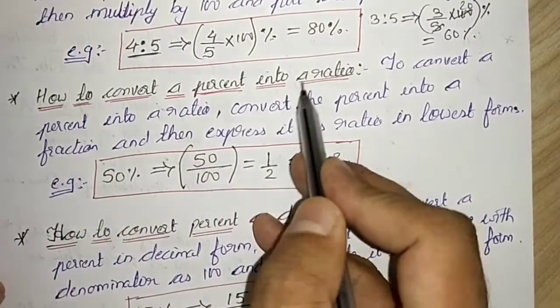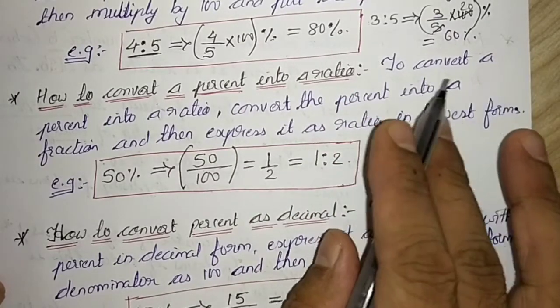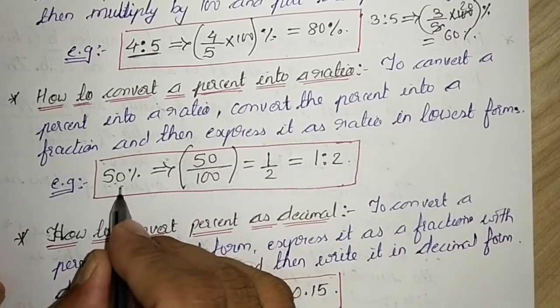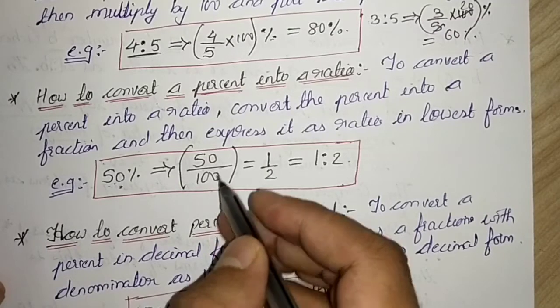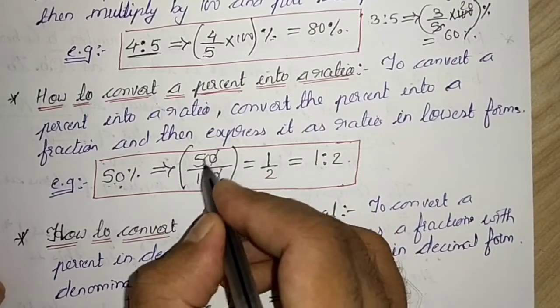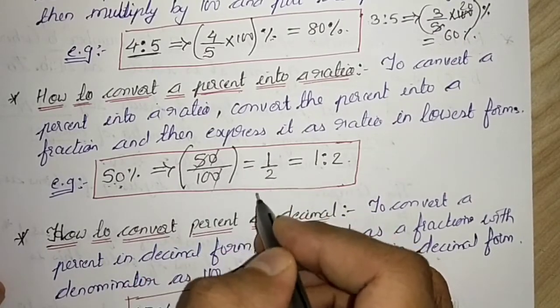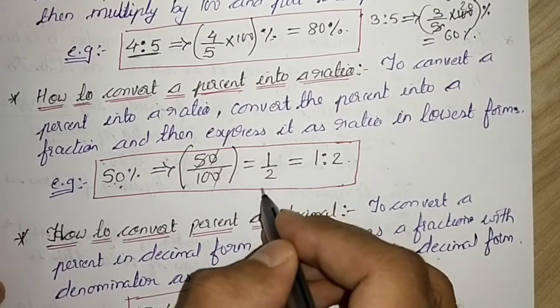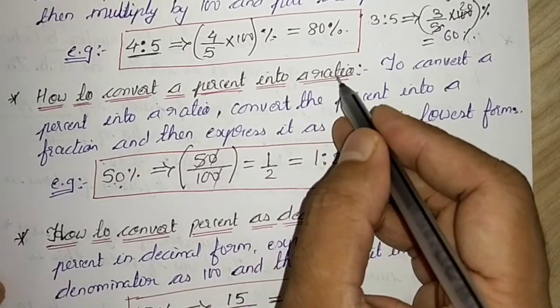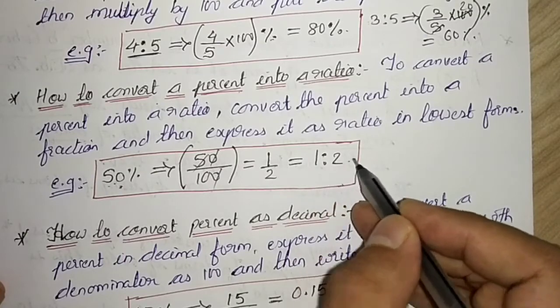Convert a percentage into a ratio form. Same method. 50% divided by 100, remove the extra zeros, 5 ones are 5 and 5 twos are 10. We will get 1 by 2. This is in fraction form. So we will convert it into the ratio form, 1:2.